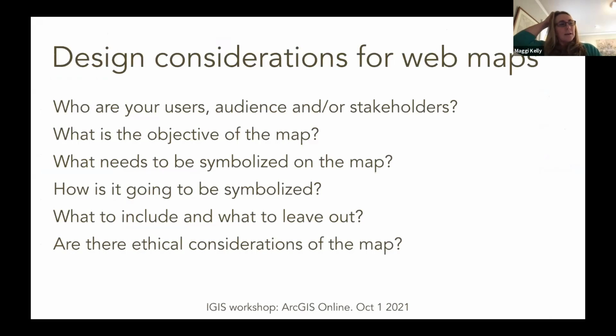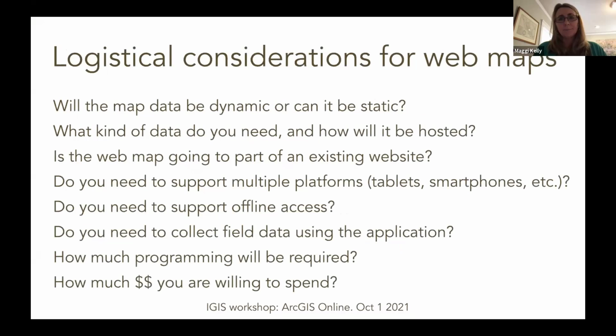And when you do this, I want you to be cognizant. Just like we have design principles for making maps, we have design principles for making these web maps and web apps. Who are your users? Who's your audience? Who are your stakeholders? What's the objective? What needs to be symbolized? How is it going to be symbolized? What to include and what to leave out? And are there any ethical considerations? Am I providing data that I shouldn't be? Am I not paying attention to those sharing or service restrictions on my data?